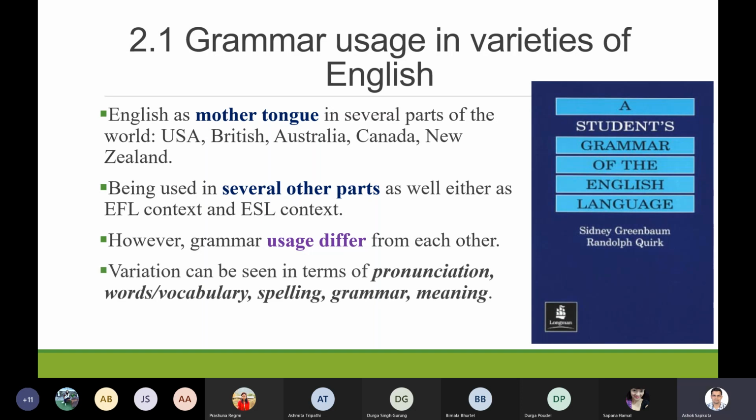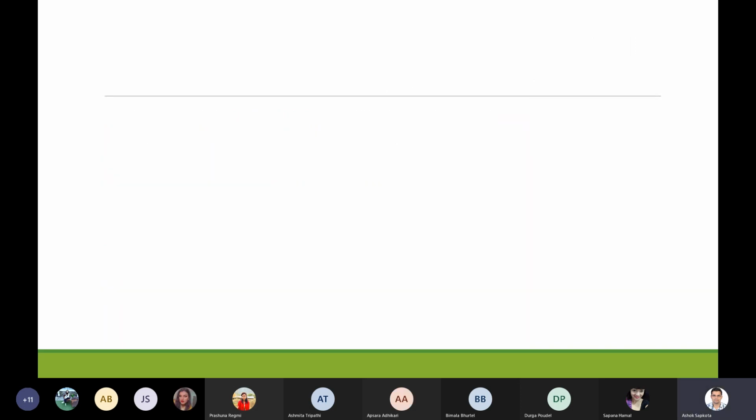And then what are the variations? In which areas can the variation be seen? This is the major thing that the authors Greenbaum and Quirk want to focus on. The first is pronunciation, then words and vocabulary, spelling, grammar, and meaning. These are the major areas where variation is often seen. Right, let's proceed further.